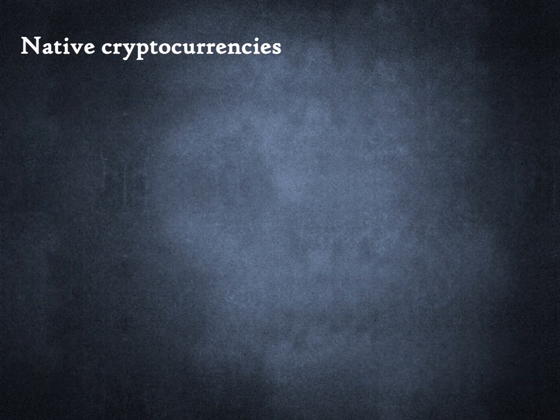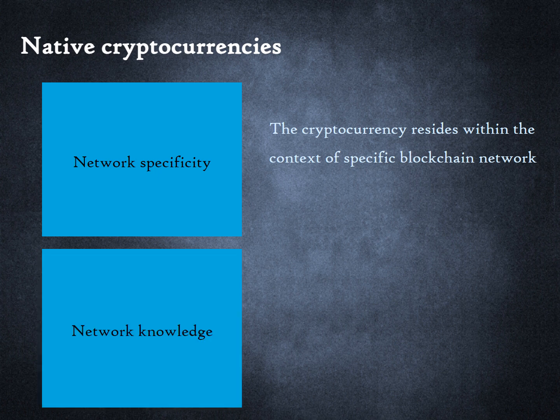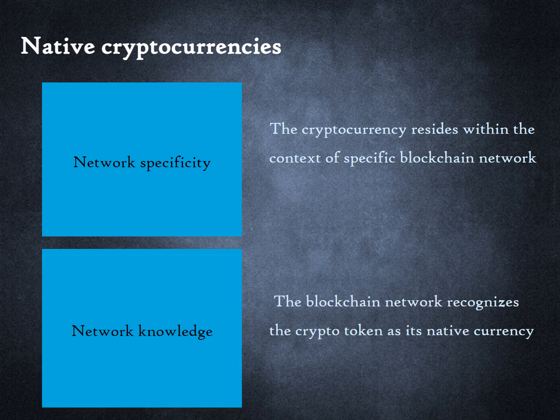The use of the term native refers to two properties. First is network specificity. The cryptocurrency resides within the context of a specific blockchain network. For instance, Bitcoin is found on the Bitcoin network. Ether resides in the Ethereum network. The second concept is network knowledge. The blockchain network recognizes the crypto token as its native currency. Next, we will explore these concepts further.